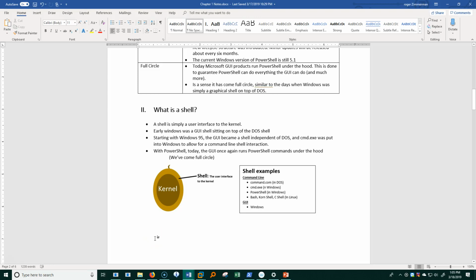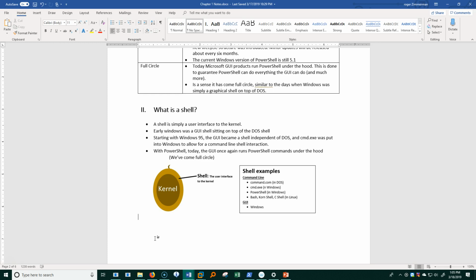We've talked about the power of PowerShell. Let's talk about the shell of PowerShell. Now, when we speak of a shell in computing, what we're actually referring to is the user interface with the kernel of the operating system. Every operating system has a kernel.